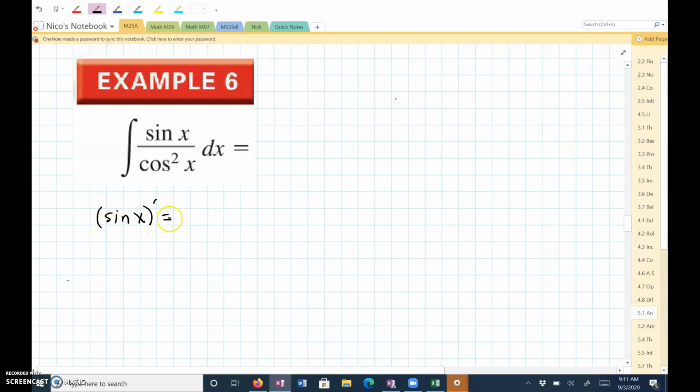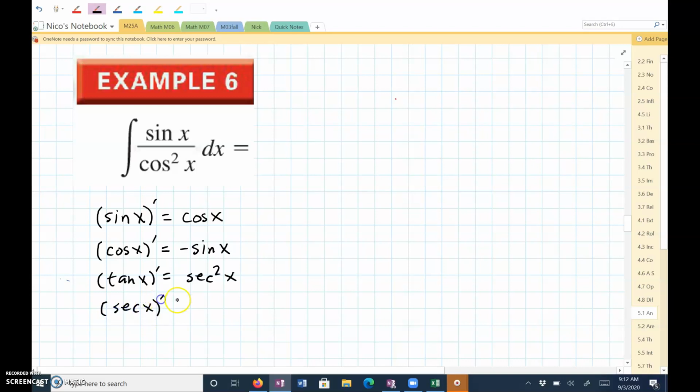The derivative of sine of x is cosine of x. The derivative of cosine of x is negative sine x. The derivative of tangent of x is secant squared x. The derivative of secant of x is secant x tangent x.